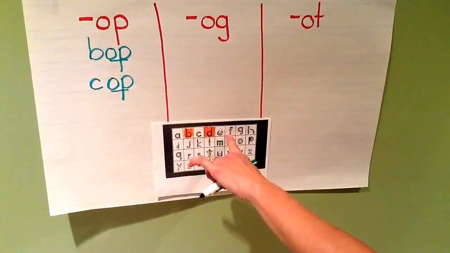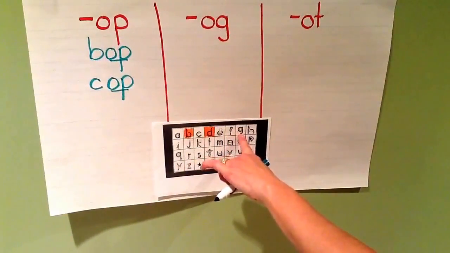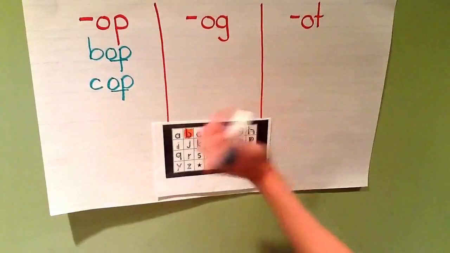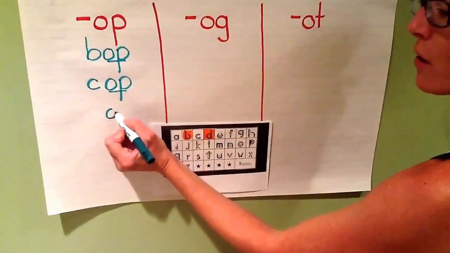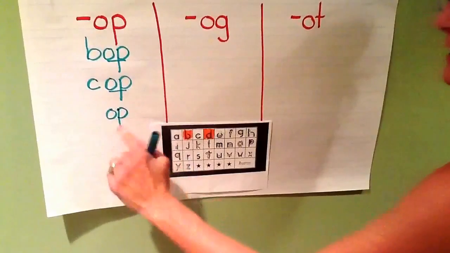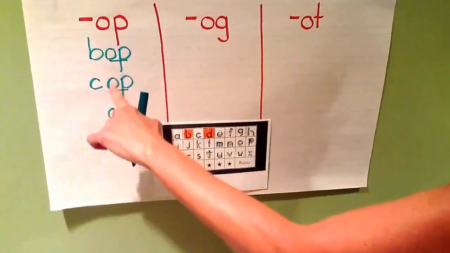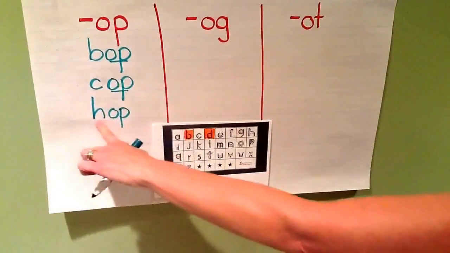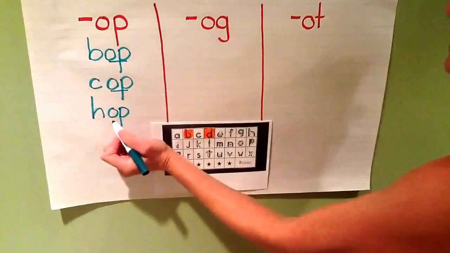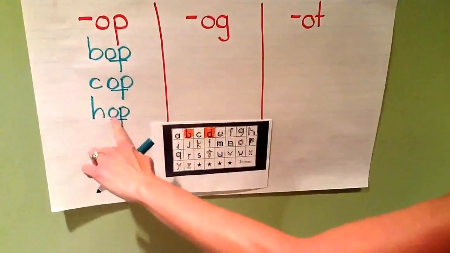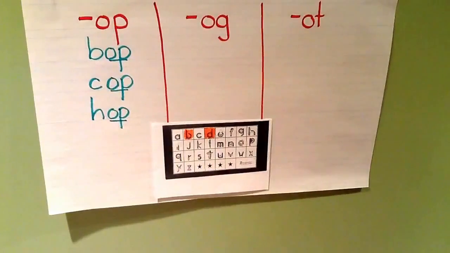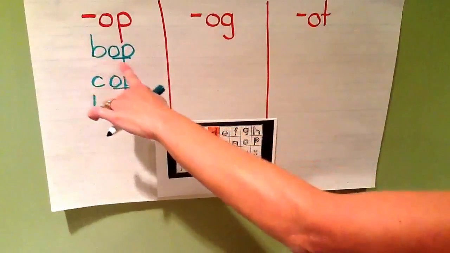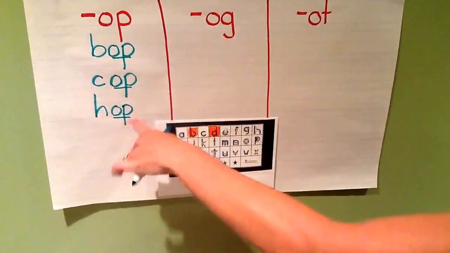Fop. Is that a word? How about gop? No. How about hop? Hop is a real word. So I know that my op is the same, right? It stays there. That is the word family that I'm working on. I'm going to add the letter H to the beginning of op to make the word hop. I'm going to underline my word family. My word family is what stays the same in all three of these words. So by knowing op, it helps us with bop, cop, and hop.